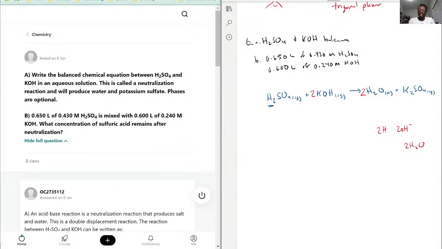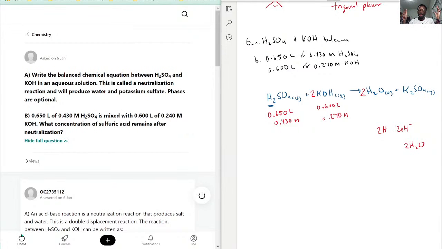So now we have our balanced equation. We can now assign the variables to them as they said. So we have 0.650 liters of 0.430 molarity. We have 0.600 liters, and we have 0.240 molarity. It's important to note the liters because when it's mixed together, we now have a new total solution, which is a new volume and concentration.